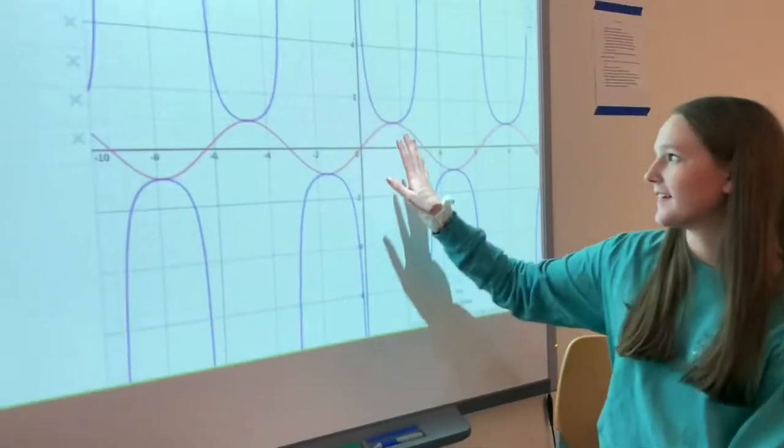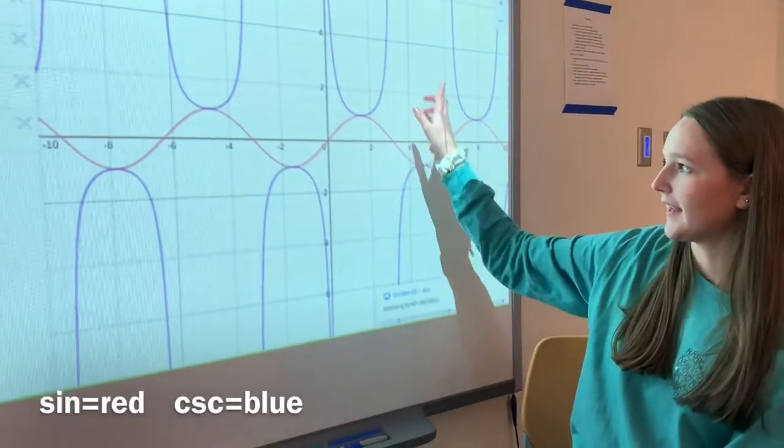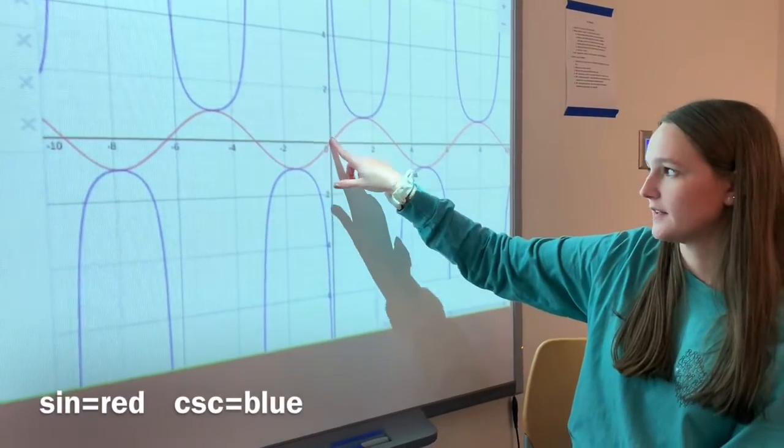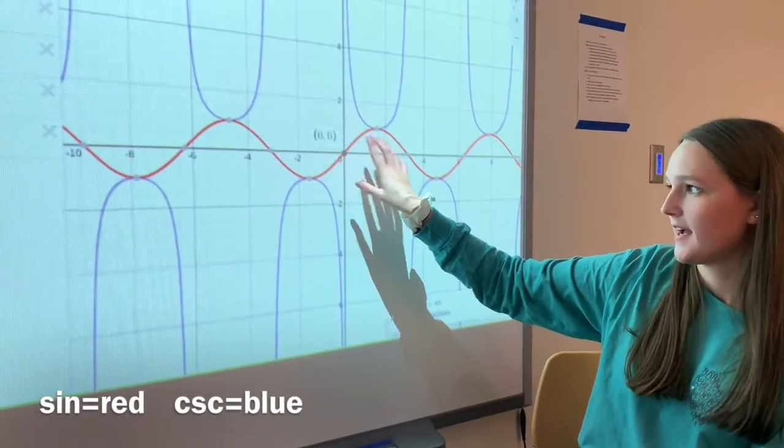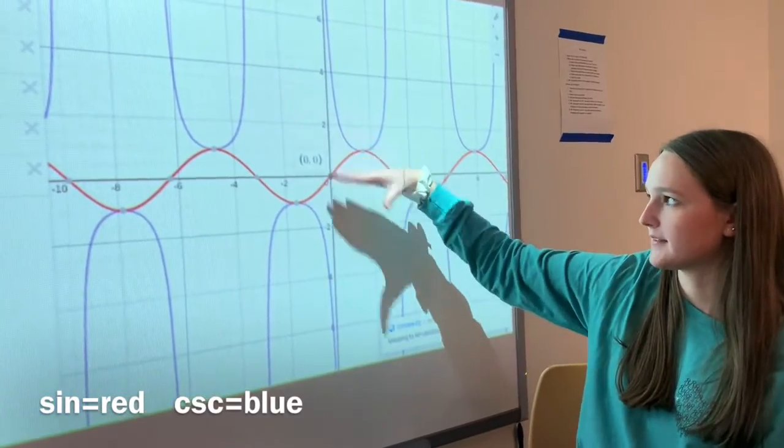of tangent. Okay, so your function sine is this red curve, and sine on the parent function is always going to go through 0, 0, and its boundaries are going to be 1 and -1, so it will never go past them, as you can see on this.